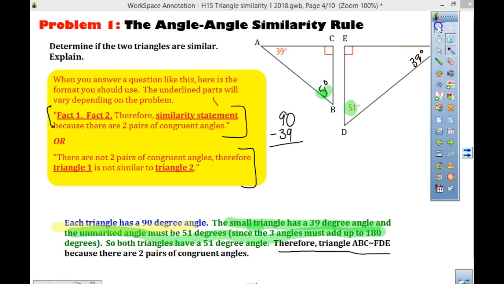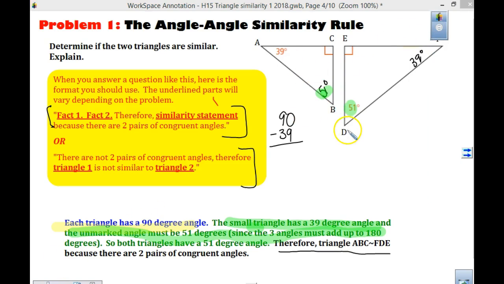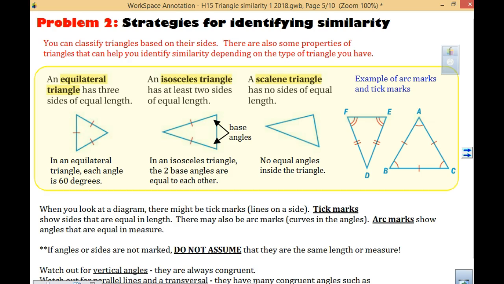Does it matter the letters that we put? Can we put DEF instead of FDE? If you started at 39 degrees, you have to start this triangle, which is at letter F, at the 39 degree. You cannot change the order. So if you start at the 39, you have to make sure it says FDE, not EDF, okay?